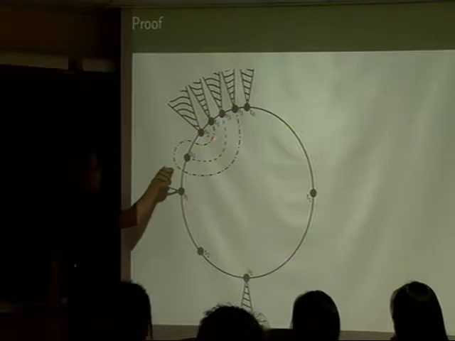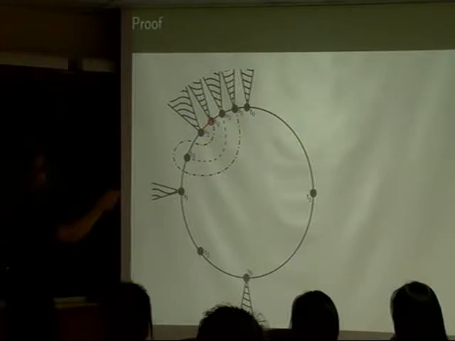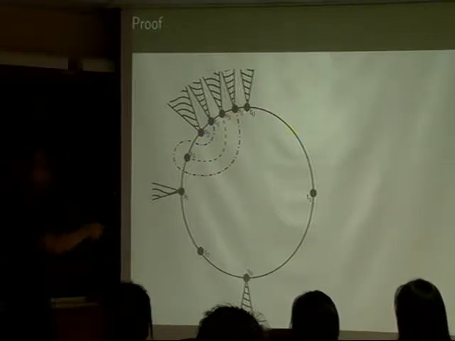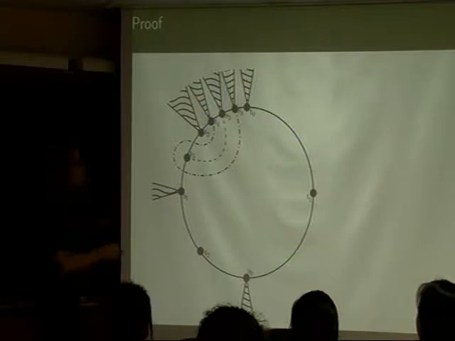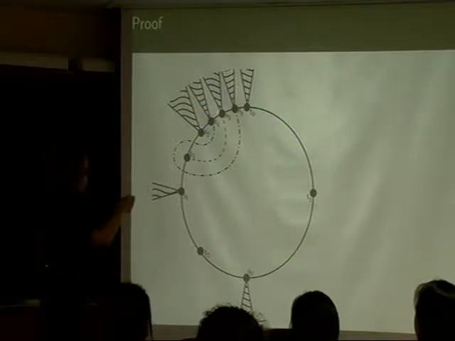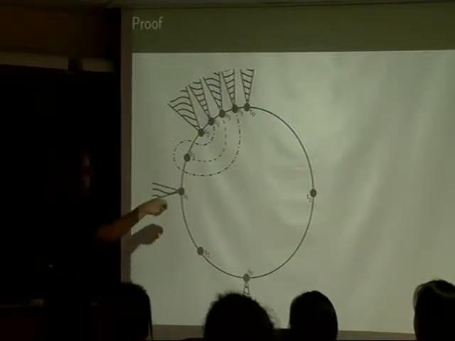Since this connection between S3 and T3 blocks any path from S4 to T4 inside the grid, it means from T4 we have to go through the grid, outside the grid, and through the grid again. And then this solution could be even more complex. It could go like this, or whatever.